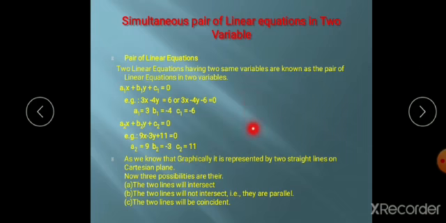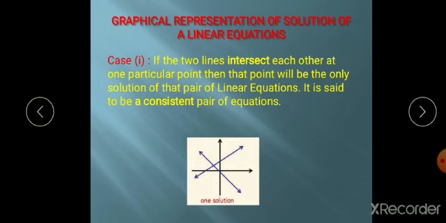When you represent these two linear equations graphically, the lines may intersect, may not intersect, or may coincide. For example, in this graph, these two lines intersect. Such lines are called intersecting lines. You know how to plot a linear equation on graph sheet. It is a straight line. By substituting values of x in the equation, we get y values. By plotting the ordered pairs (x, y), we get the straight line.